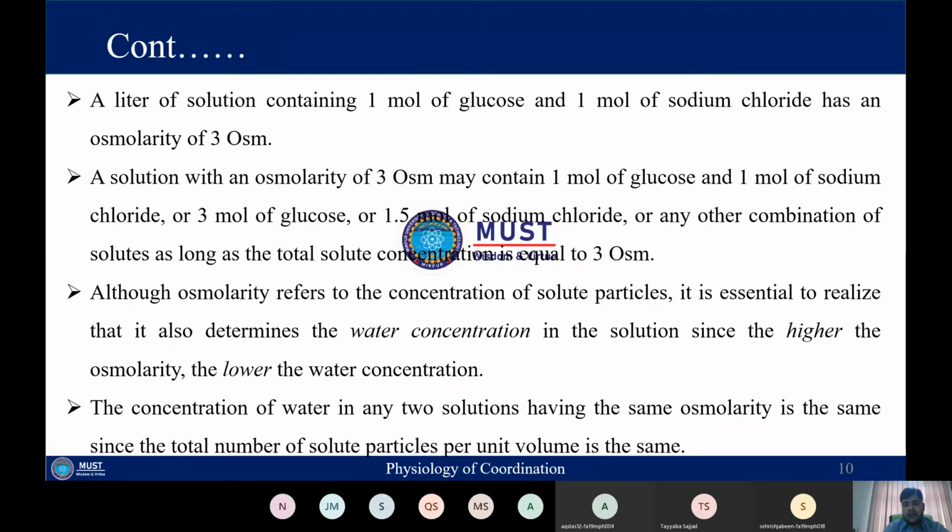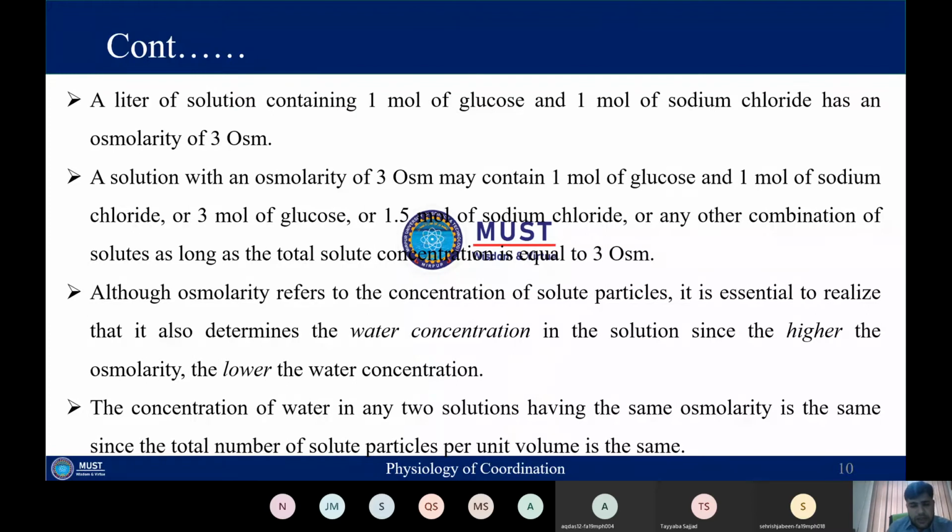So that's how we can say that osmolarity, number one, shows the number of solute particles added to the solution. At the same time, it also has an impact on the water concentration, meaning an increase in solute particles will lower the water concentration. So the concentration of water in any two solutions having the same osmolarity is the same, since the total number of solute particles per unit volume is the same.